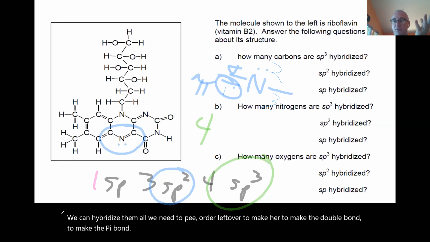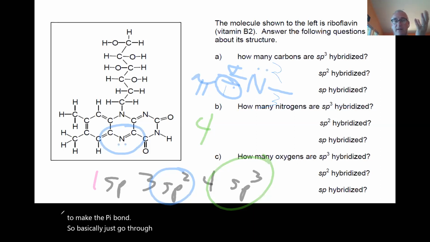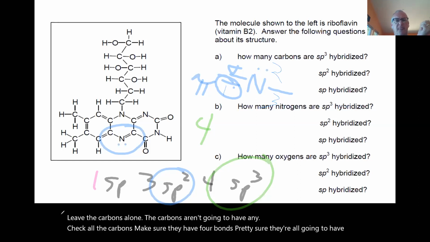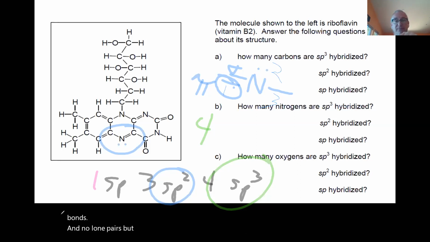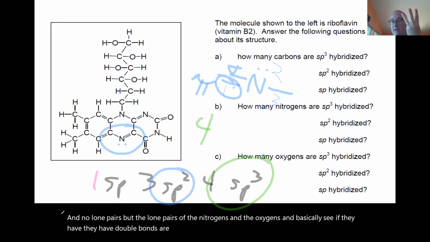So basically just go through and put lone pairs on the oxygens and the nitrogens. Leave the carbons alone. The carbons aren't going to have any. We check all the carbons, make sure they have 4 bonds. Pretty sure they're all going to have 4 bonds, and no lone pairs. Put the lone pairs on the nitrogens and the oxygens, and basically see if they have double bonds, they're going to have 3 regions of density, and if they have all single bonds, they're going to have 4.